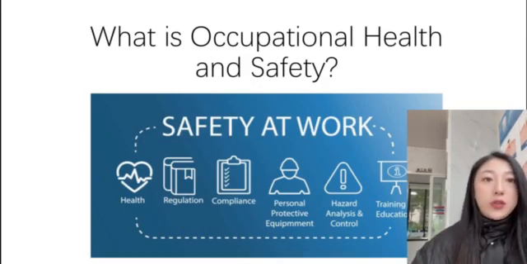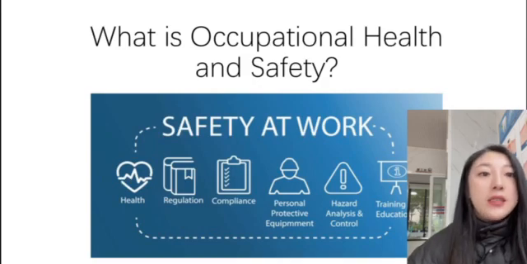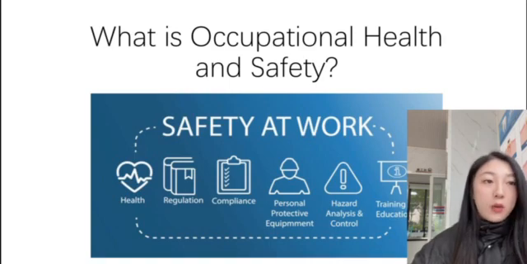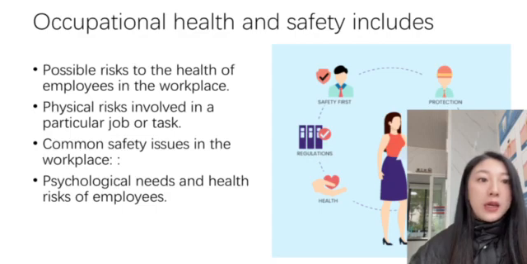Okay, let's move to the first part. What is occupational health and safety? Occupational health and safety under the law is designed to protect the worker and employee from physical and mental harm in the workplace. All businesses have a responsibility to protect the physical and mental health of their employees and to support the well-being of workers in their supply chain.